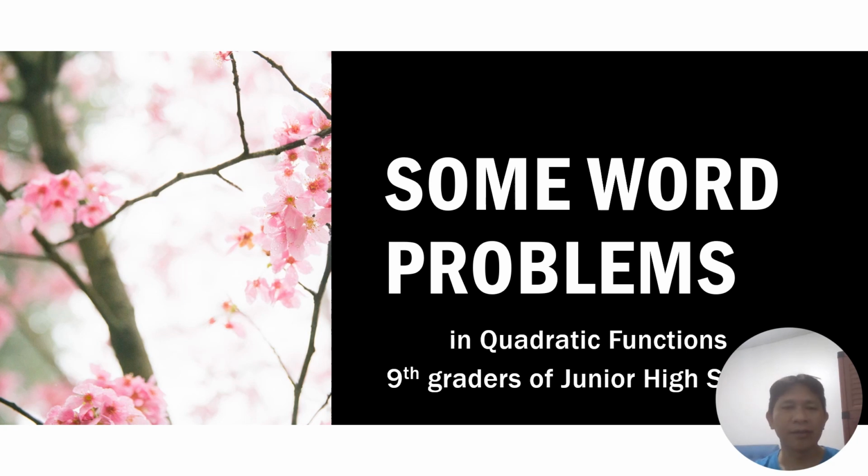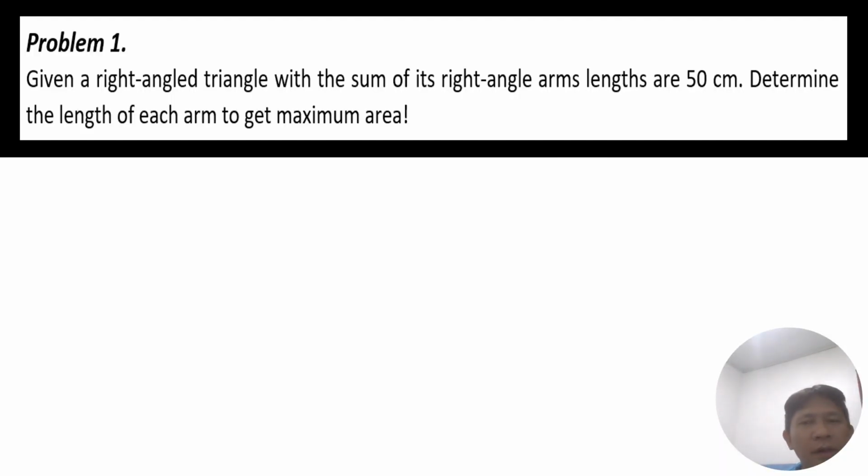Now we're going to learn some word problems in quadratic functions, and this is for 9th graders of junior high school. Let us see problem number 1. Given a right angle triangle with the sum of its right angle arms' lengths being 50 centimeters, determine the length of each arm to get maximum area.